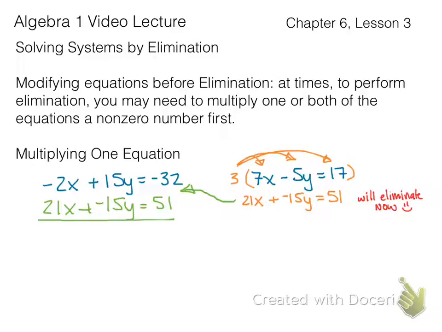So I moved it over there, and now it's time to add, because 15y minus negative 15y would end up giving me positive 30, and I don't want that. I want my y's to eliminate, which is the whole reason why I modified the equation in the first place. So I do need to add.